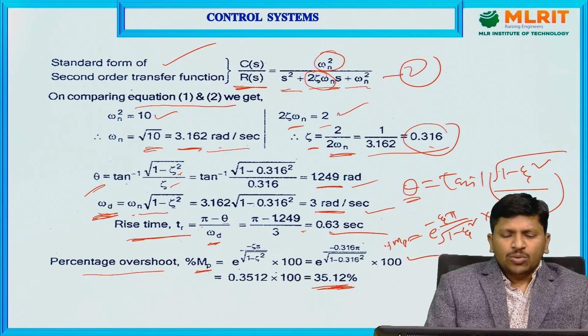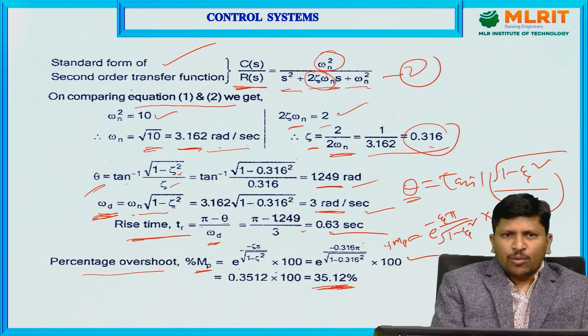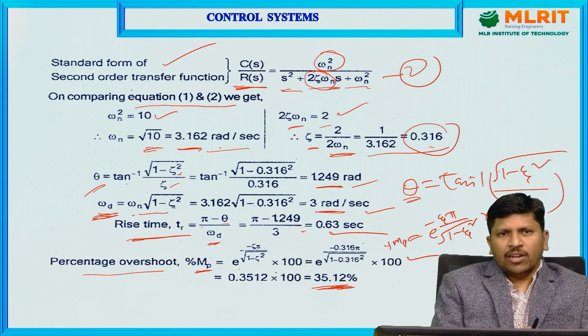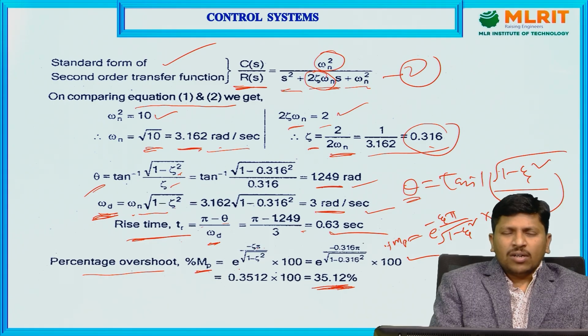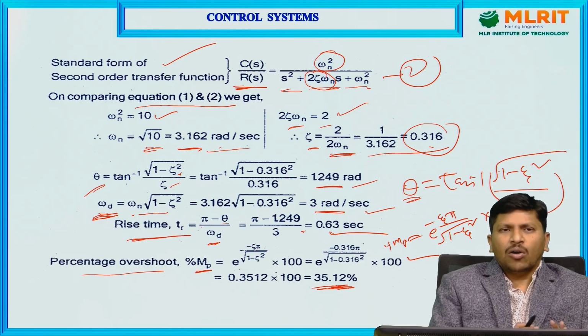We need to solve these problems by using the formulas. The formulas are very important for the GATE level also. For that you should remember all of these: rise time, peak time, percentage overshoot, settling time, damped frequency of oscillations, velocity constant, and positional error constant. All these formulas are very important for the GATE level. And this is about how to solve problems using time domain specifications and steady state errors.